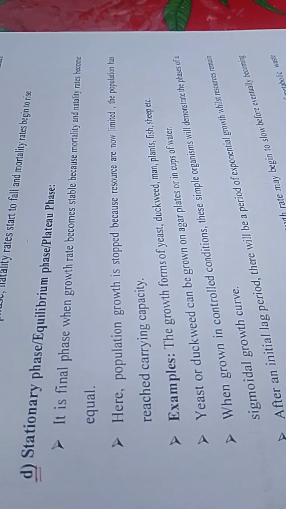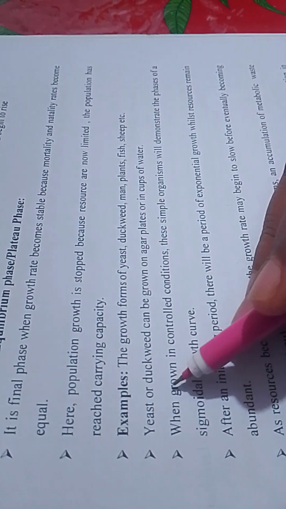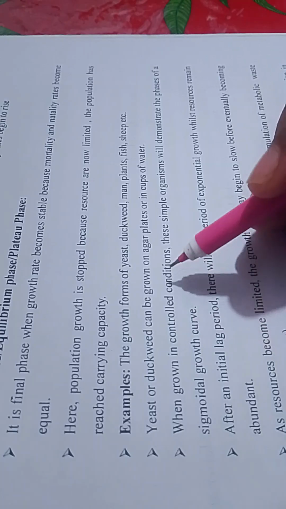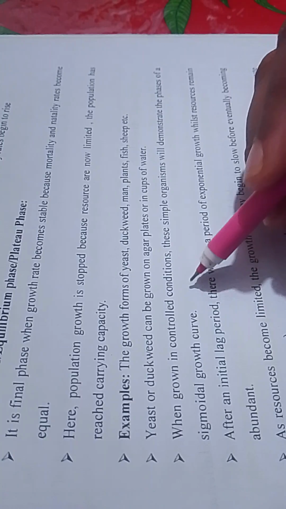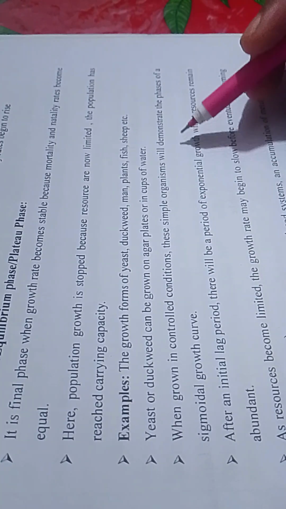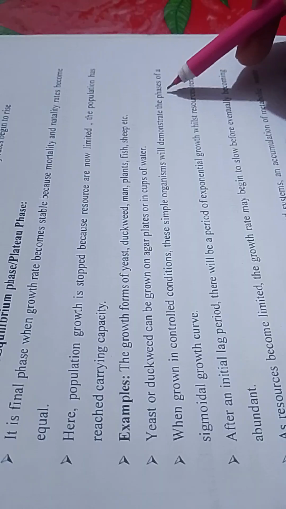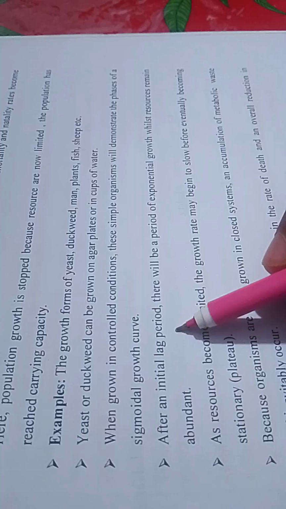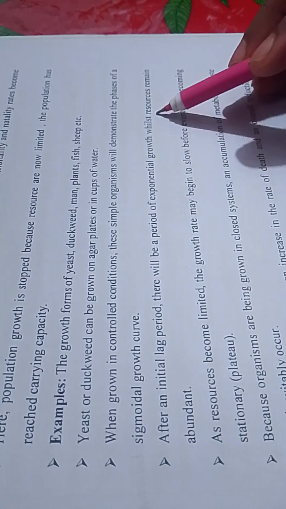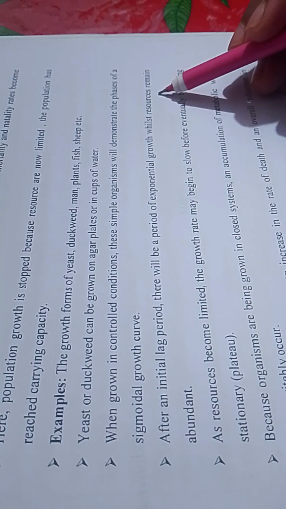Example: the growth form of yeast, duckweed, plants, fish, sheep, etc. Yeast or duckweed can grow on an agar plate or in a cup of water. When grown in controlled conditions, this simple organism will demonstrate the phases of the sigmoid growth curve. After an initial lag phase, there will be a period of exponential growth while resources remain abundant. As resources become limited, the growth rate may begin to slow, eventually becoming a stationary phase.